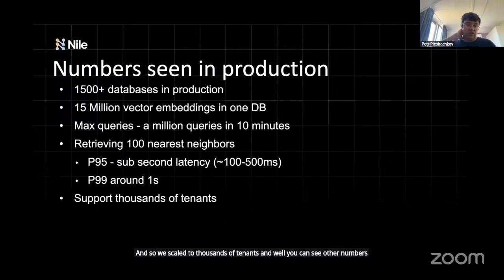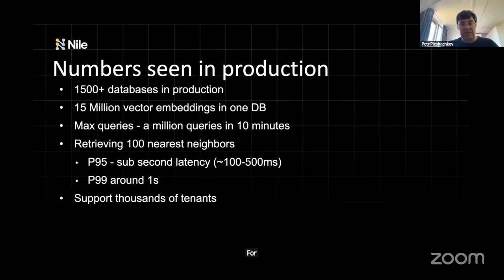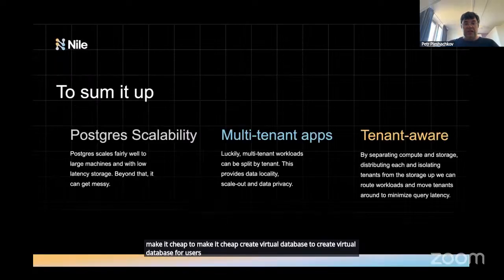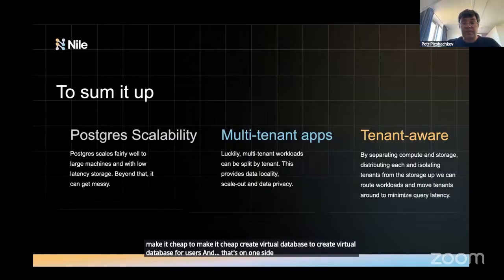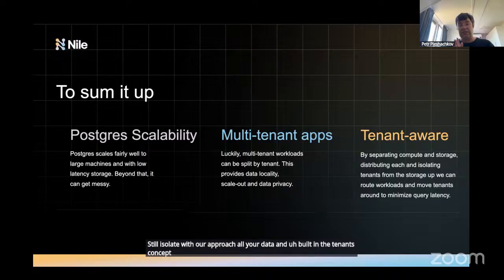So our goal actually is to be a default relational database for multi-tenant SaaS, for multi-tenant applications, and so we make it cheap. We make it cheap to create virtual databases for users, and that's on one side. On the other side, you can still isolate with our approach all your data, and built the tenants concept into the Postgres database. So embedding multi-tenancy in the database, to my knowledge, it's the first database which is doing that. Okay, thank you.